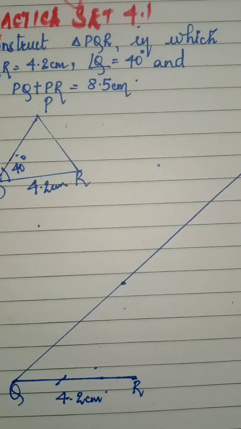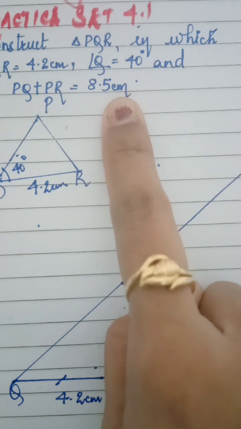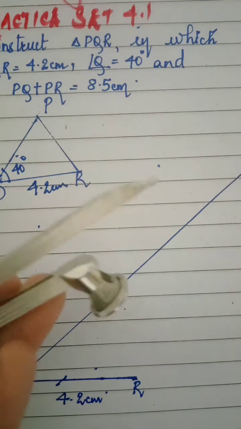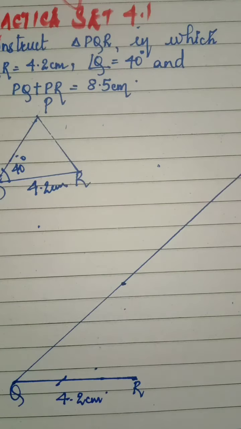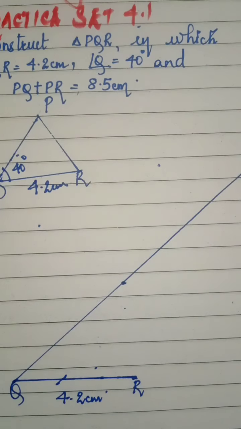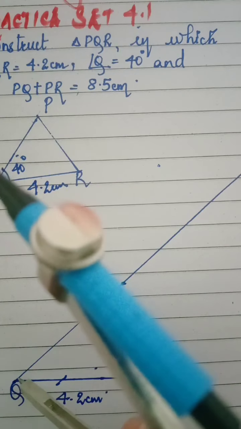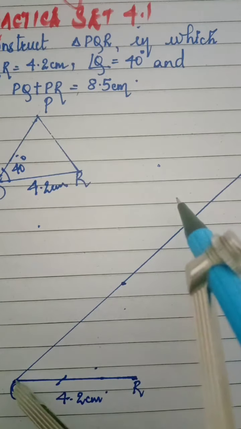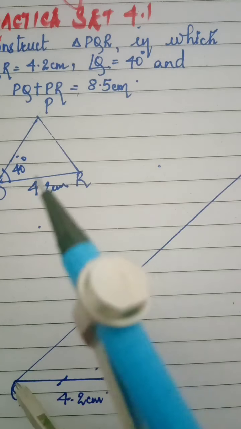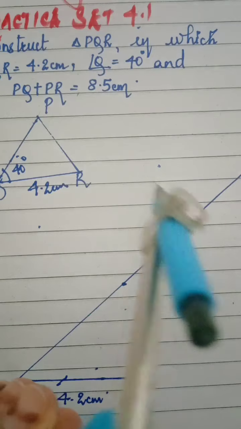The sum of the sides is given as 8.5. Okay, so let us take 8.5 onto the compass. So I am keeping my compass ready. Compass point, yes, 8.5 I have taken. Keep the compass point on Q and cut an arc.